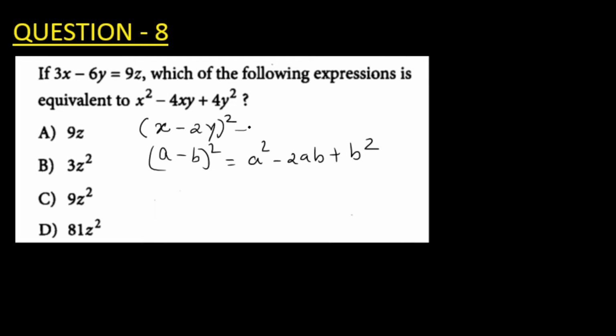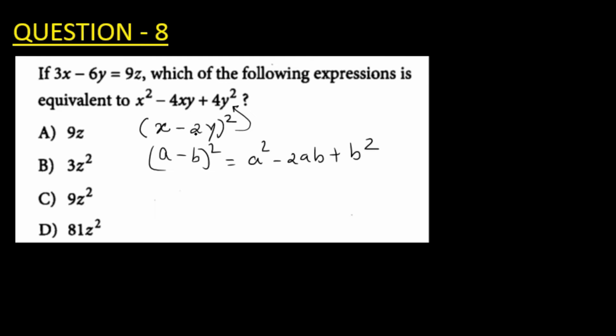If 3x minus 6y is equal to 9z, which of the following expressions is equivalent to x squared minus 4xy plus 4y squared? Now what do we see here? This is nothing but (x minus 2y) whole squared. We know (a minus b) whole squared, correct? It is a squared minus 2ab plus b squared. So on the same line, (x minus 2y) whole squared will give us this expression.